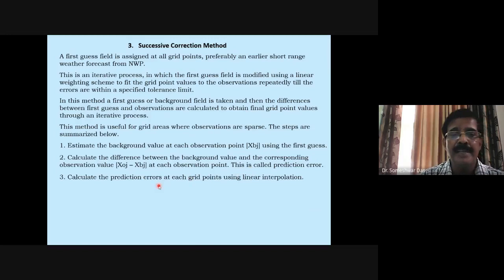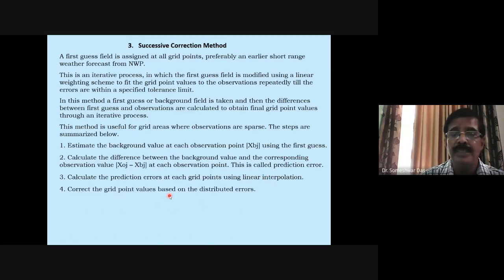Then calculate the prediction errors at each grid point using linear interpolation. Okay. So the prediction error you calculated first at the points where your observations are located, and then you interpolate those to the grid points where you have the model grids.